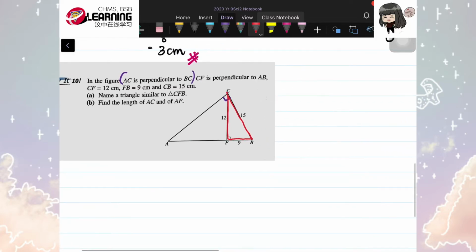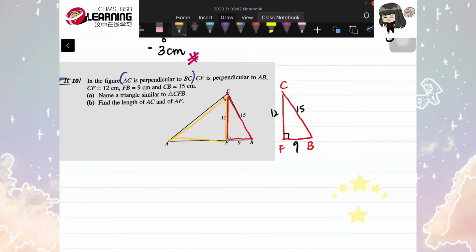If I were to draw it out, I will draw CFB exactly the same shape, with labels 12, 9, 15 and the 90 degrees. So which triangle is actually similar to CFB? From this diagram, can you see how many triangles there are? Besides the red one, there are another two triangles. One of the triangles is CAF, and the other triangle is CAB, the big one.